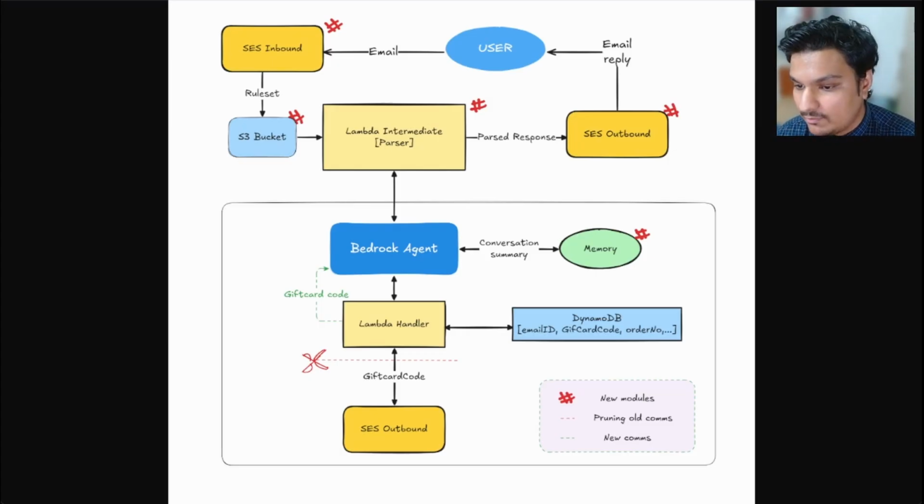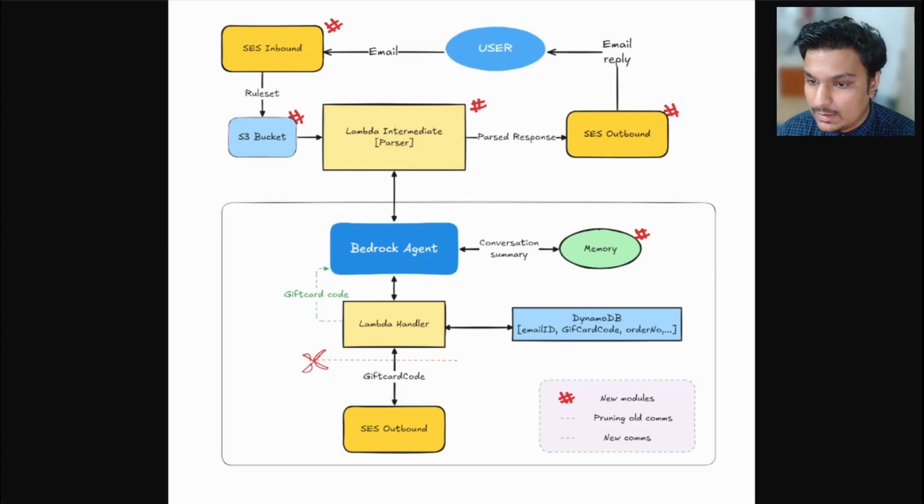It does its thing. It accesses the action group and the Lambda handler. This is an existing version. We just borrowed it from the web UI interface. Once it does its thing, it accesses DynamoDB to verify its order. It sends back a green signal or a red signal along with the gift card code.